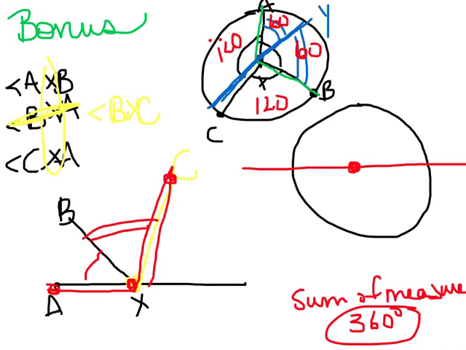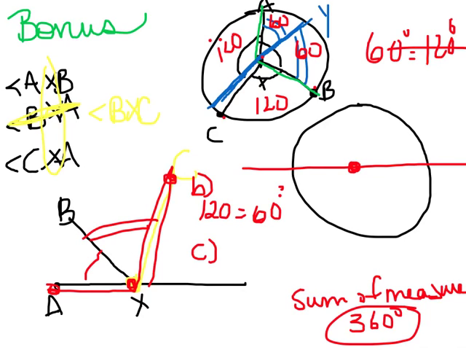Which of the following is true? Is AXY, which is 60 degrees, equal to BXC? Is it equal to 120 degrees? No. You can rule out A. Let's look at B. Is BXC, which is 120 degrees, equal to BXY? No, BXY is 60 degrees. That one's not true.